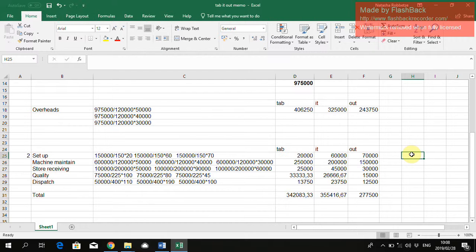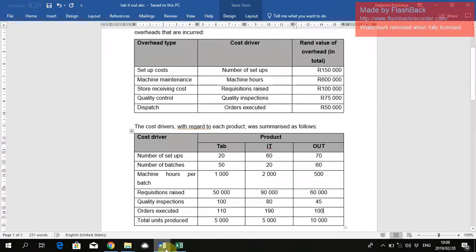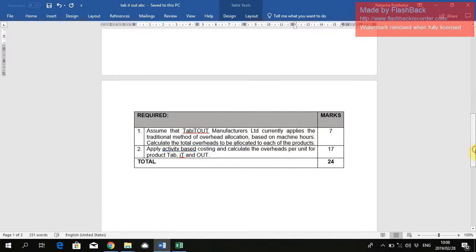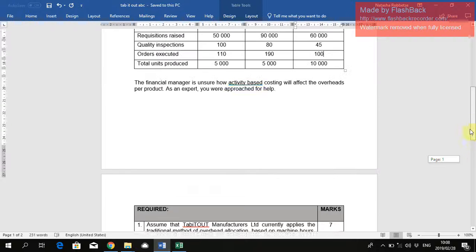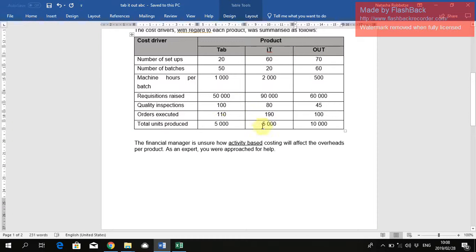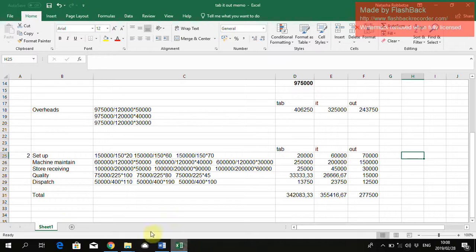And I get to 342,083.33. For it, I get 355,416.67, and for out, I get 277,500. It is important to remember that they've asked in this calculation that you need to do a calculation per unit. So finally, we will have to go and divide by the units, which are 5,000, 5,000, and 10,000.